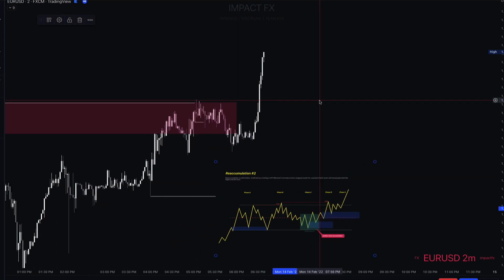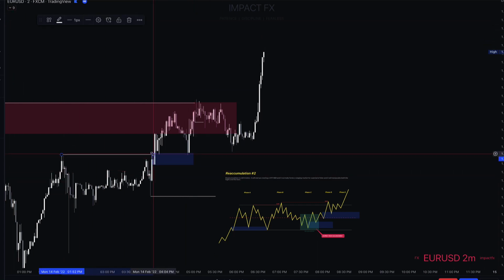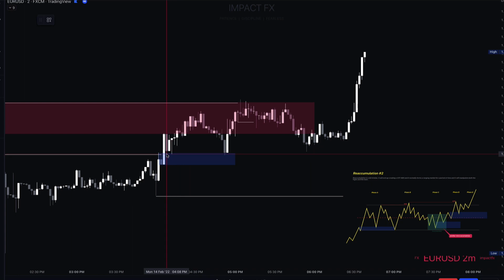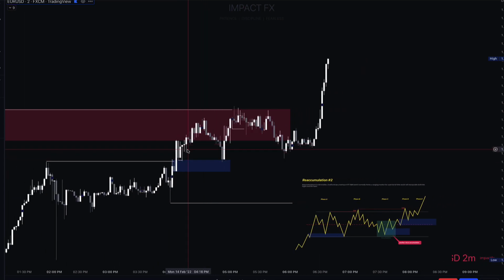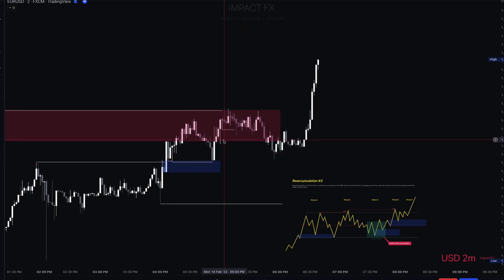Okay, what do we have? Well, we have our overall demand zone here. This broke structure. Price mitigates it or taps into it, actually taking out liquidity, right there. So what does price do? It comes up, back down, and it just sweeps that low again, right here. So we sweep this low, creating our spring.